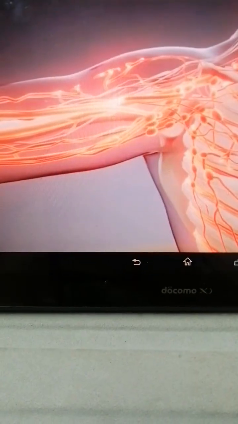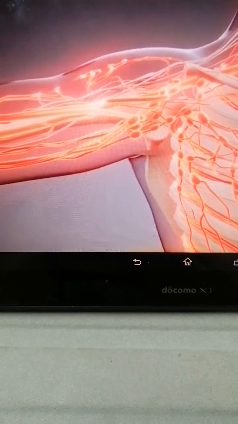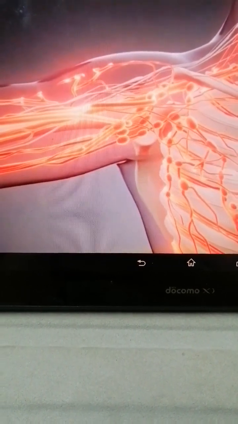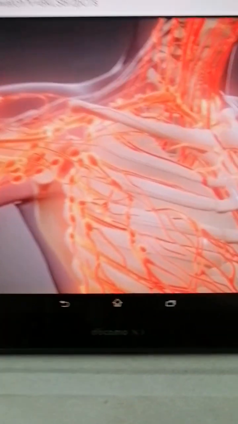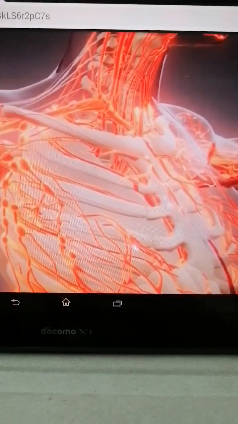Now here are the blood vessels, and this is what we're talking about. You have a lot of blood vessels inside your body, a lot of blood vessels.